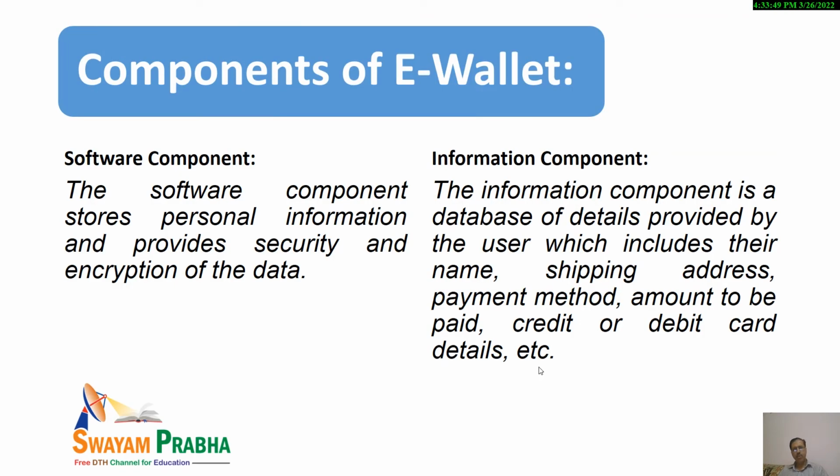Now, what are the components of an e-wallet? Basically, there are two types of components of an e-wallet. The first one is the software component, and the other one is the information component. Some personal information is stored in the software component, and it provides basic security and data encryption. The information component contains the details provided by the user, like the name, address, payment method, the amount to be debited, the amount to be paid, and various other details relating to credit card, debit card, etc.